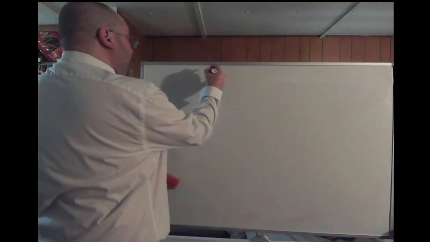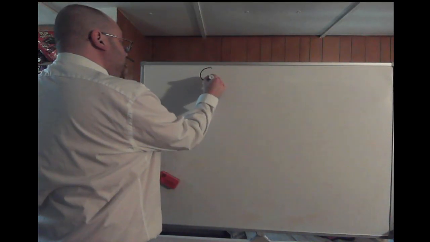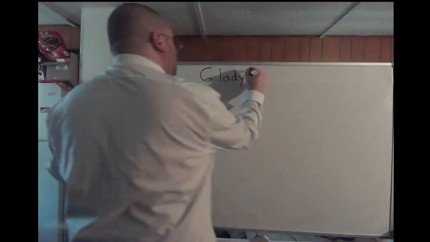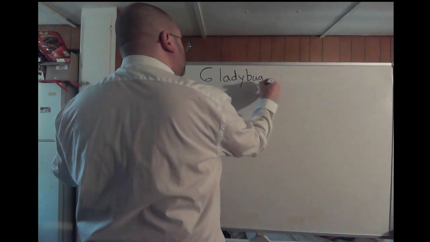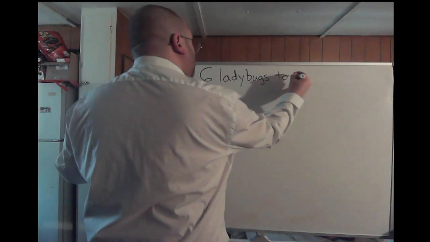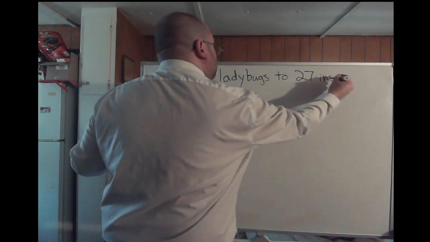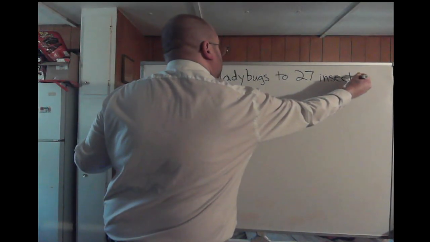So, today we are going to talk about ratios. Ratios are just a comparison of two different units using division. So, for example, let's say we have 6 ladybugs to 27 insects. Right, 6 ladybugs to 27 insects, okay?